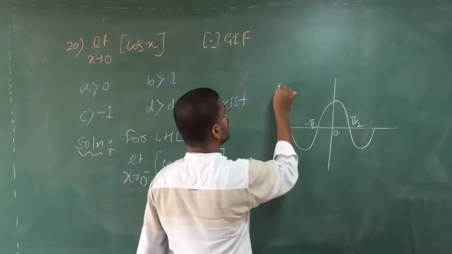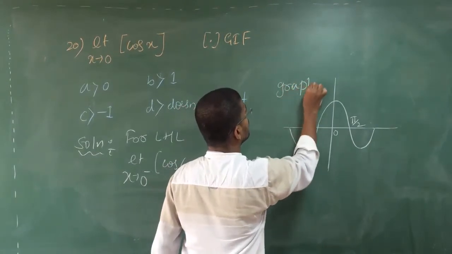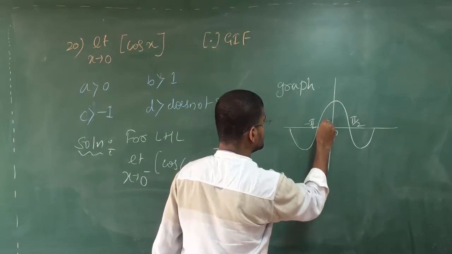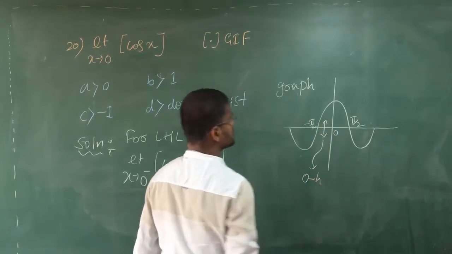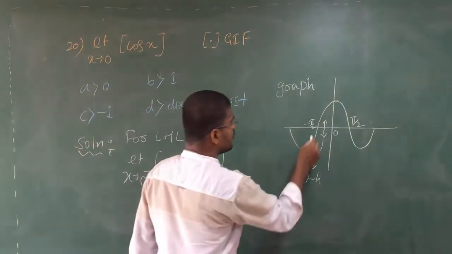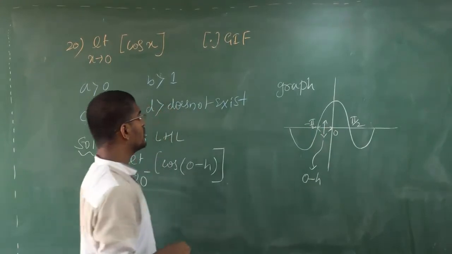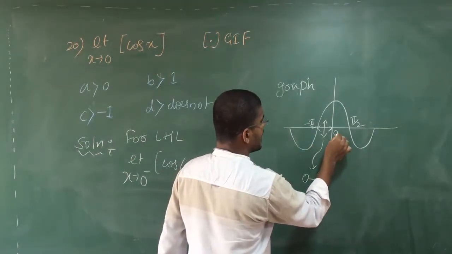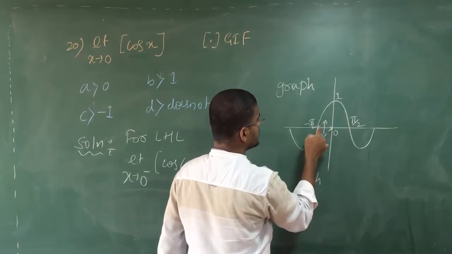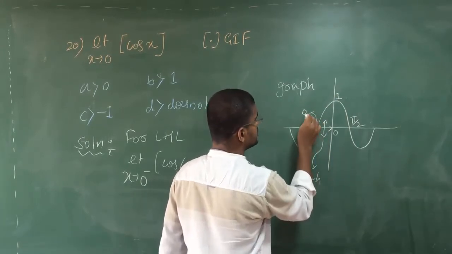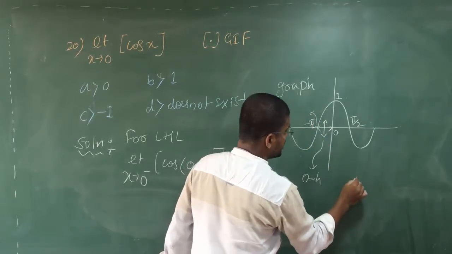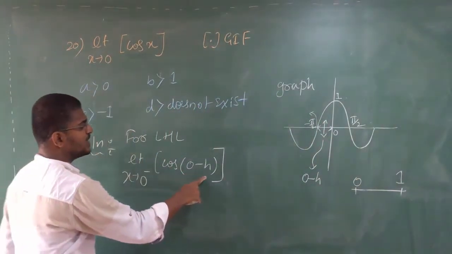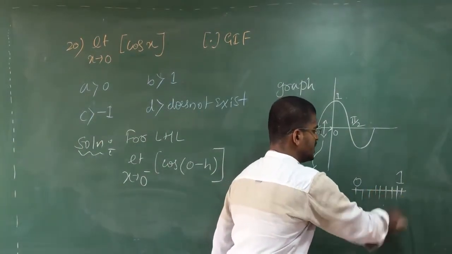So this is the graph of cos x. Clear? If I go for 0 minus h, so this will be my 0 minus h, the left hand side of 0. If I go for the left hand side of 0, then what is cos of 0 minus h? See here, 0 minus h, it is in between. At 0, this is equal to 1. At minus pi by 2, this is again equal to 0. That means it is in between 0 and 1. Clear? Cos of 0 minus h will be in between 0 and 1.